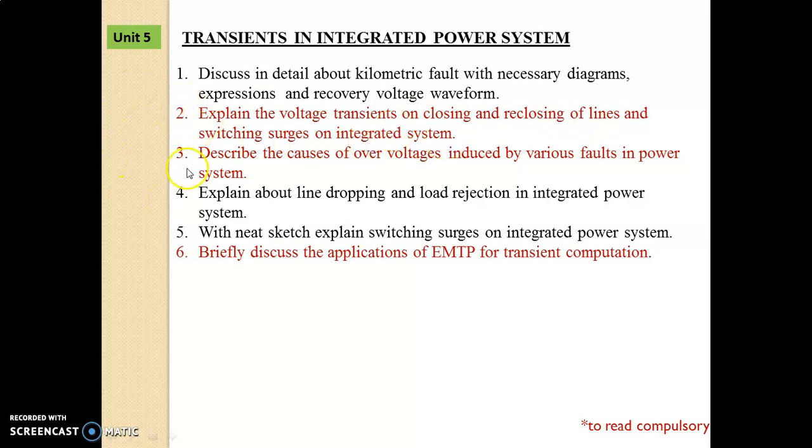Third one is describe the causes of over voltages induced by various faults in power system. Fourth one, explain about line dropping and load rejection in integrated power system. Fifth one, with neat sketch, explain switching surges on integrated power system. And the last one is briefly discuss the applications of EMTP for transient computation. Dear students, in these 6, question number 2 and 3 and 6 are very important. Students should not avoid these questions.